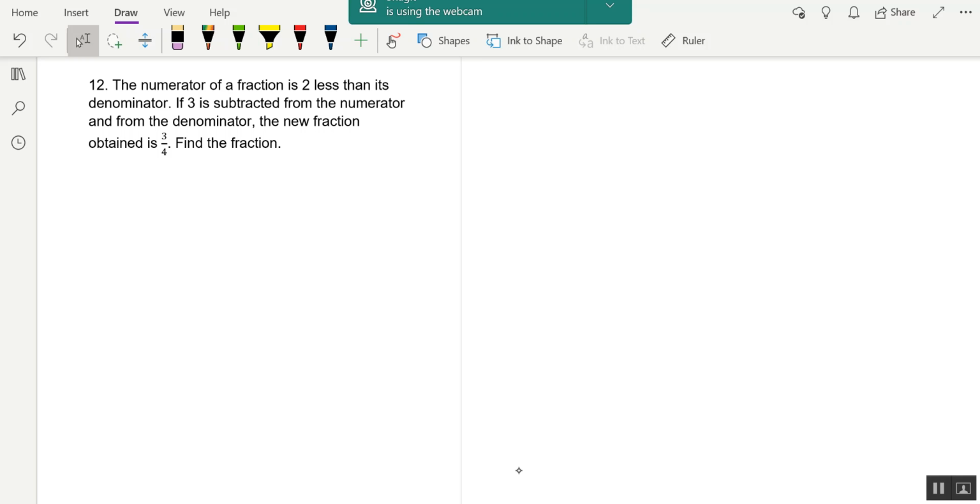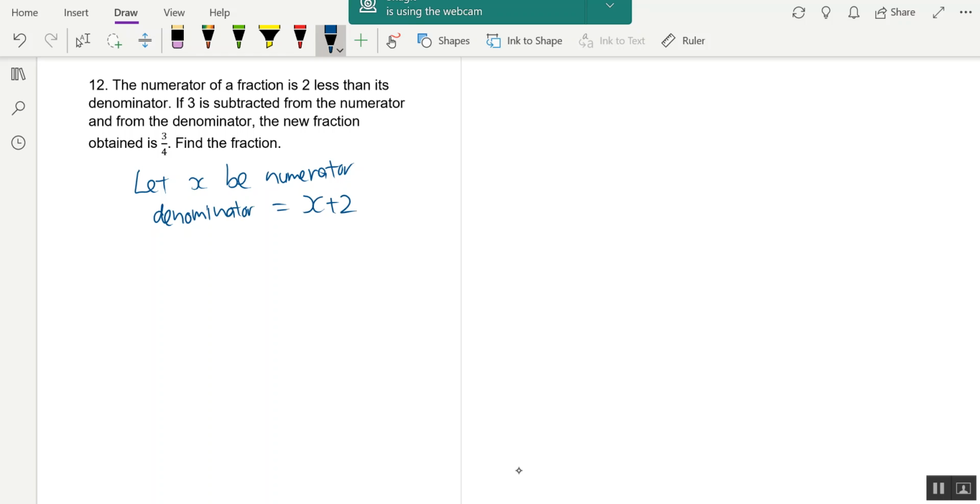This is a very common exam question where teachers like to set, about numerator and denominator. The numerator of a fraction is 2 less than the denominator. Again, when you see a word problem, always use x to solve. So I let x be the numerator because that is the smaller one. So the denominator will be equal to x plus 2.